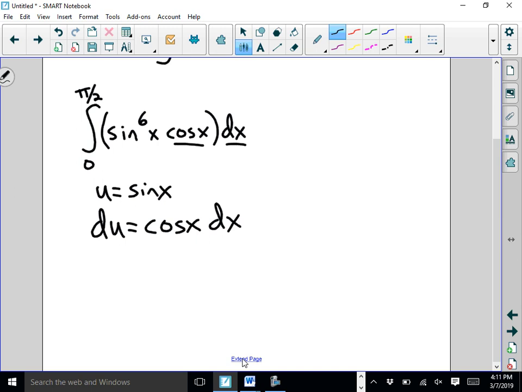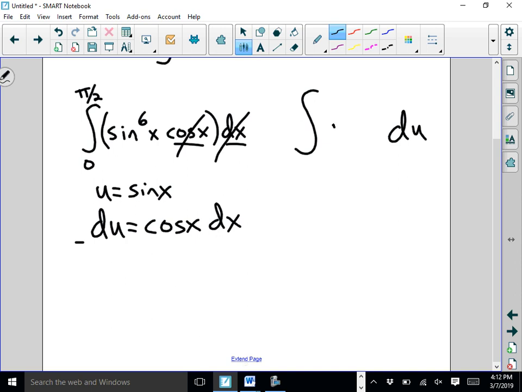Okay? So now I'm going to rewrite this integral. Since there's no coefficient, I don't need anything out front. I'm just going to put my du at the back. And that du is going to account for cosine x and dx. And then I have sine to the 6th x. I never accounted for that 6th power. What that literally means is sine of x to the 6th power. So I have u to the 6th.